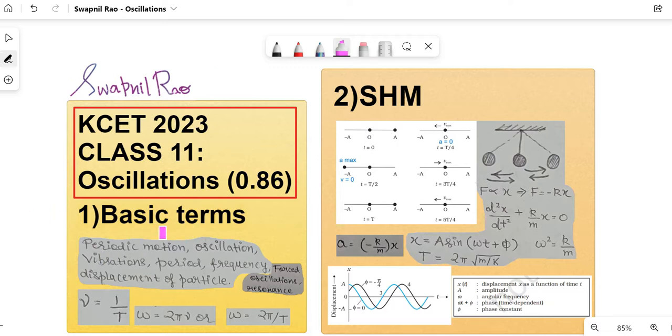So I'll be continuing with the topic. As you can see, the first topic would be basic terms. So I expect you to know these terms, and if you don't, you can just check the NCERT. Most of these have been done in your class 10th or 9th. So that's why I'm going to be just highlighting them.